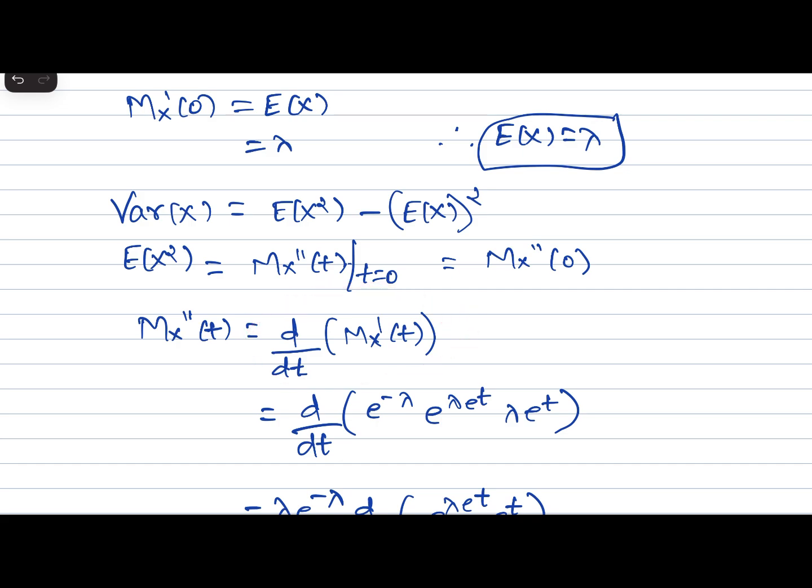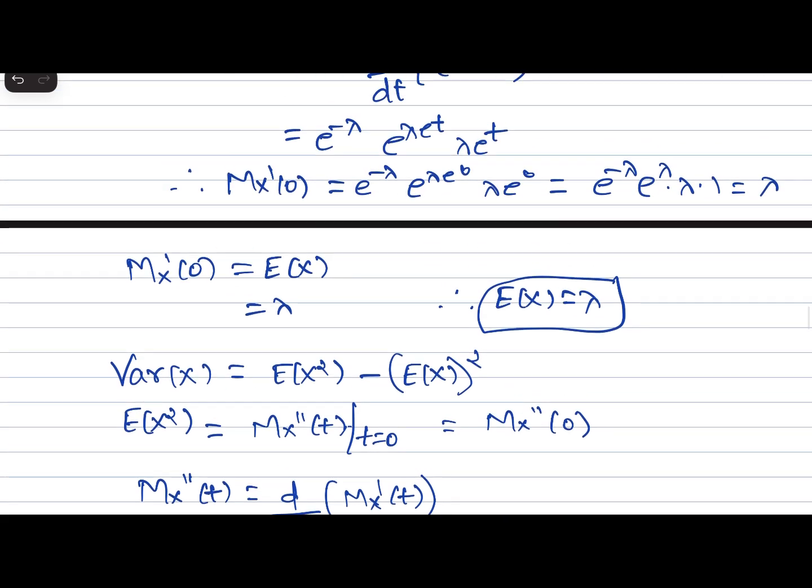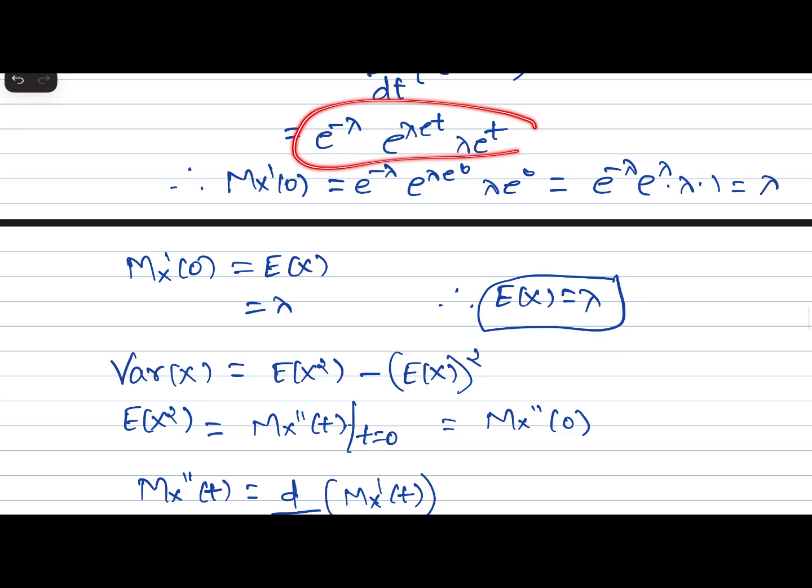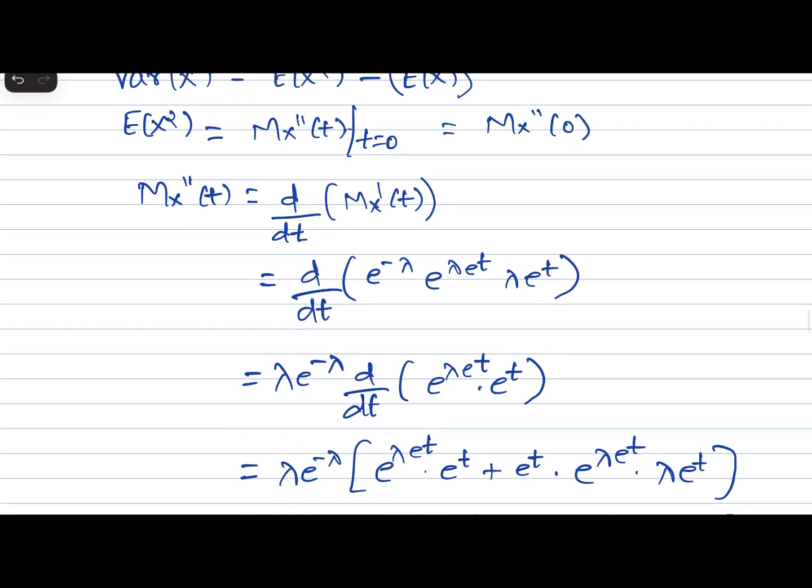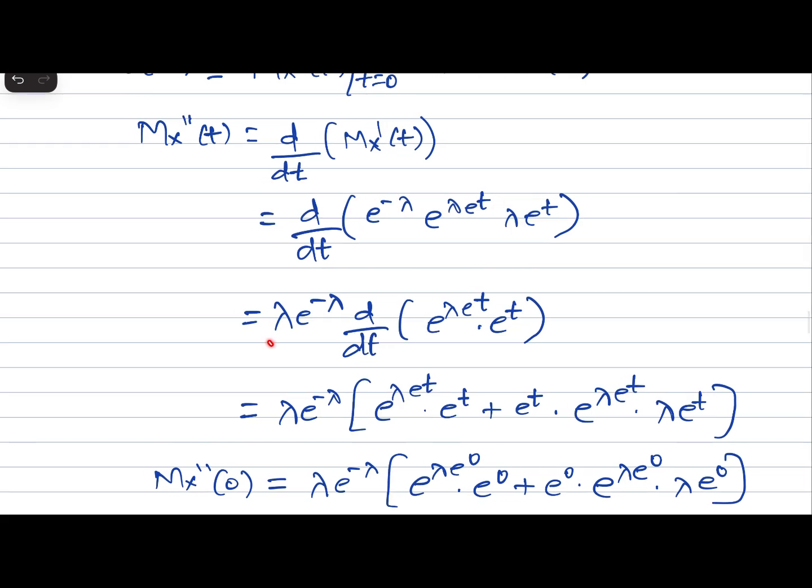to t. So MX dash of t, already you know it is here. This one I am just taking and putting it in the differential operator d by dt of these terms. Again, you can find this term and this term are independent of t, so you can just take these two terms outside of your differential operator. So take it out, so you will get d by dt of e to the power lambda e power t into e power t. That is alone present here.